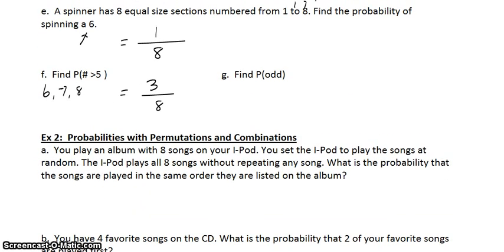Now what's the probability of spinning an odd number? Okay, still 8 numbers. The odd numbers on the spinner would be 1, 3, 5, or 7. So there's 4 of them. There's 4 things that are odd. So 4/8 or 1/2 is the answer for that one.